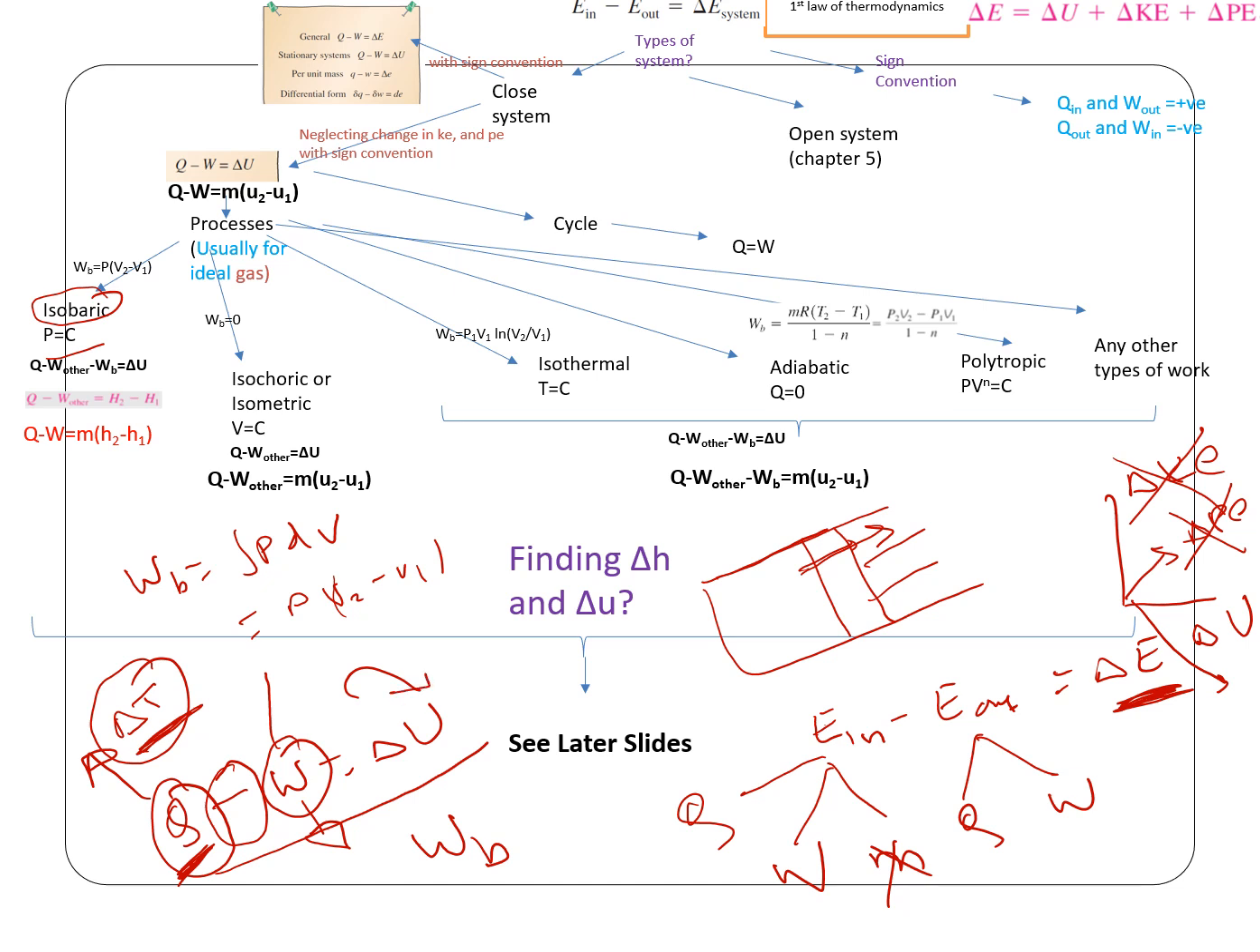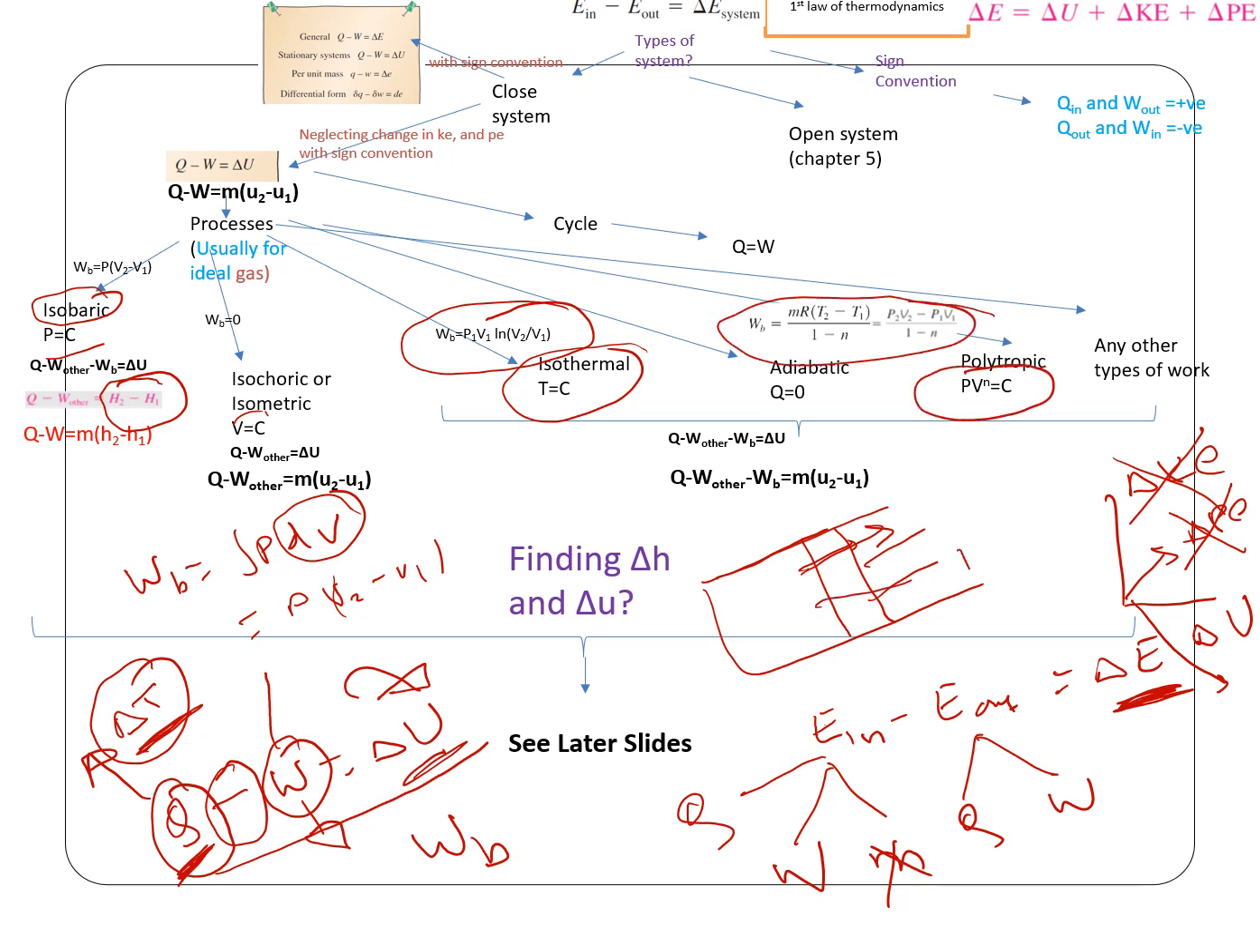And if you add this to the internal energy, it becomes change in enthalpy. If it is isochoric, there is no change in volume, so the boundary work would be 0. If it is isothermal, you can derive this as the boundary work. If it is polytropic, this is how the polytropic process is defined, and this is the boundary work. So this relates only to boundary work.